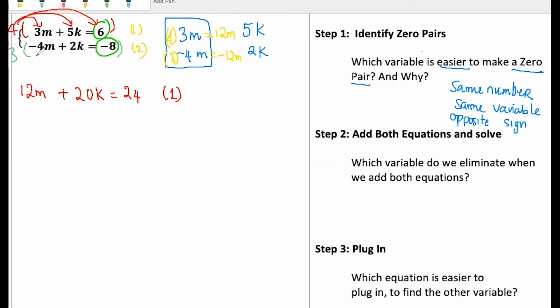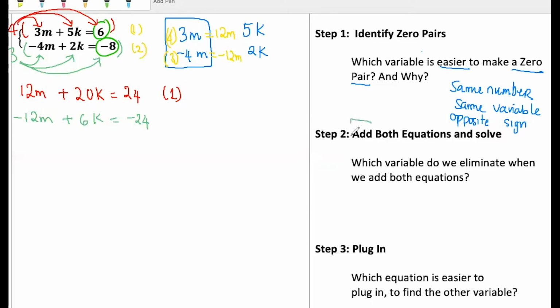So when I go 3 times negative 4, it's going to give us negative 12m. And then I'm going to multiply 3 times 2, so it's going to give us positive 6k. And then 3 times negative 8 is going to give us negative 24. We're done with step 1. Let's move on to step 2.